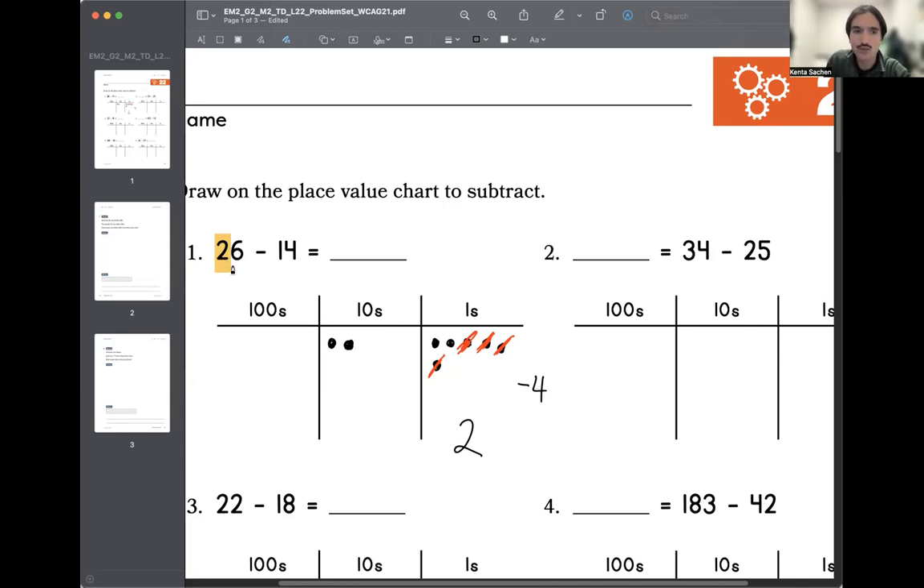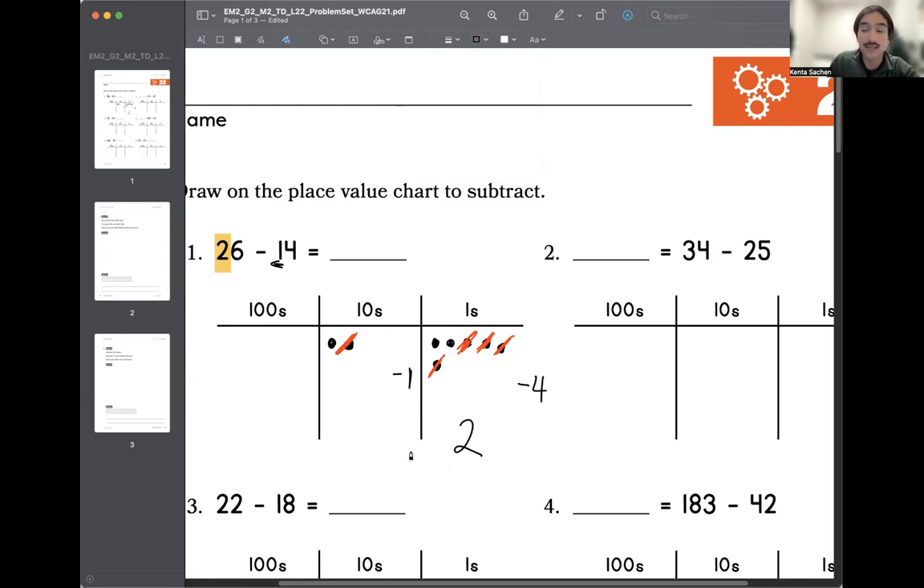We also need to subtract 20 or 2 tens. Or sorry, forget what I said. We also need to subtract 10 or 1 of these 10s, right? We already subtracted 4 ones. Now we need to subtract 1 ten. So I'm going to write a minus 1. It's minus 10, but I'm subtracting just 1 of these 10s, right? And then we'll subtract 1 of these 10s.